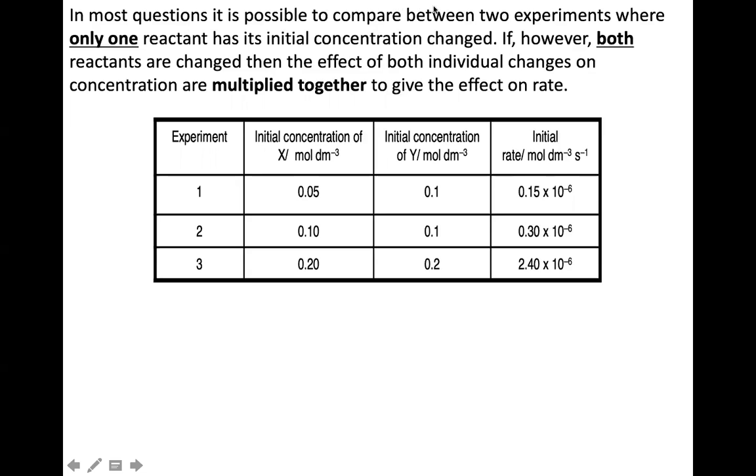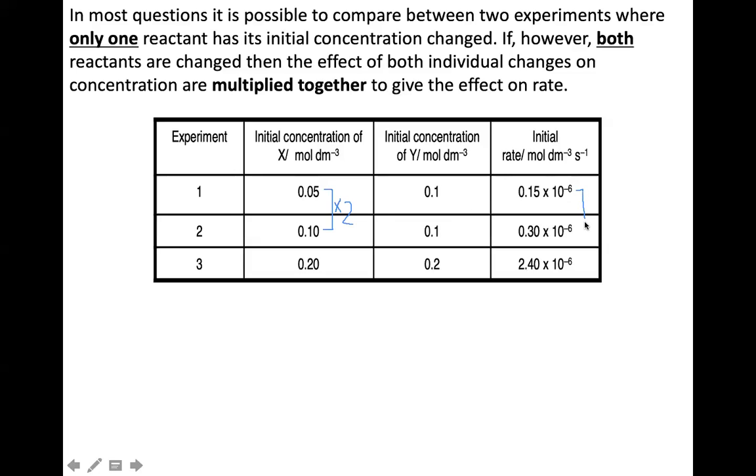So let's see. For X, I think it's the easiest one to start with, right? If you look at experiment 1 and 2, only the concentration of X is changing. That is from 0.05 to 0.1. And that looks like a multiple of 2. The concentration has increased by 2. No changes to the Y, which is great. So that means we can investigate X alone, right?